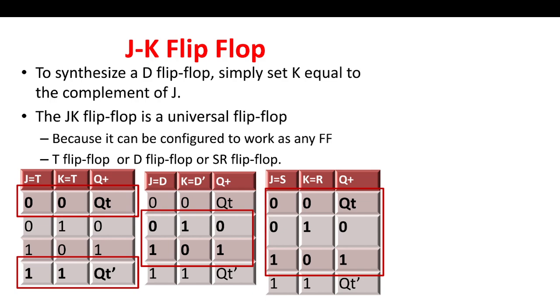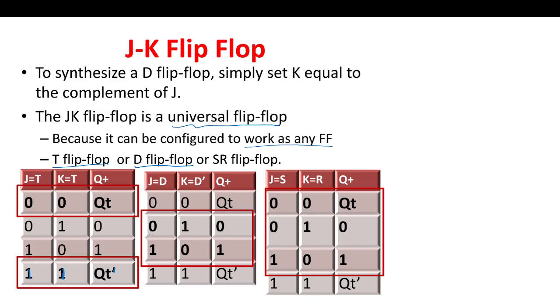And to synthesize the D flip flops, simply set K equal to the complement of J. The JK flip flop is a universal flip flop because it can be configured to work as any flip flop. Like T, if you want to toggle, you can see if it is 1, that is the T input, the output will toggle. So we connect both together so that if it is 0 0, it will remain, and if it is 1 1, it will start to toggle.